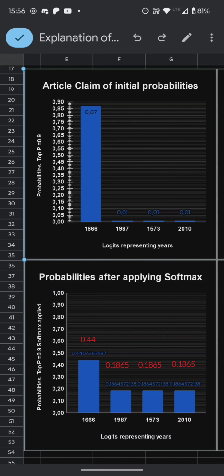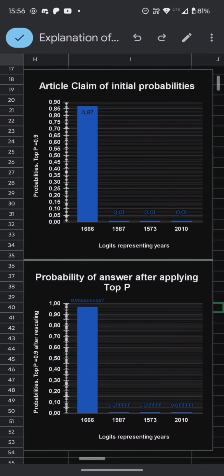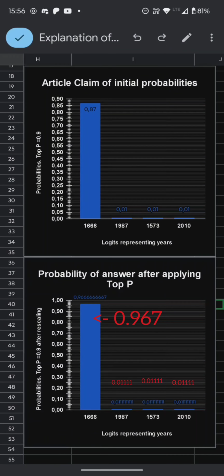So then I read a lot, and I have to say that scientific papers, when they say rescaling or renormalization, they don't say what they mean. They don't explain it. You have to find out for yourself. So I did find out, and it's incredibly easy. And here you have the claim again, 87% and 1% each for this. And after applying top P with proper rescaling, well, look what happened. 1666 went from 87% to 96.7%.